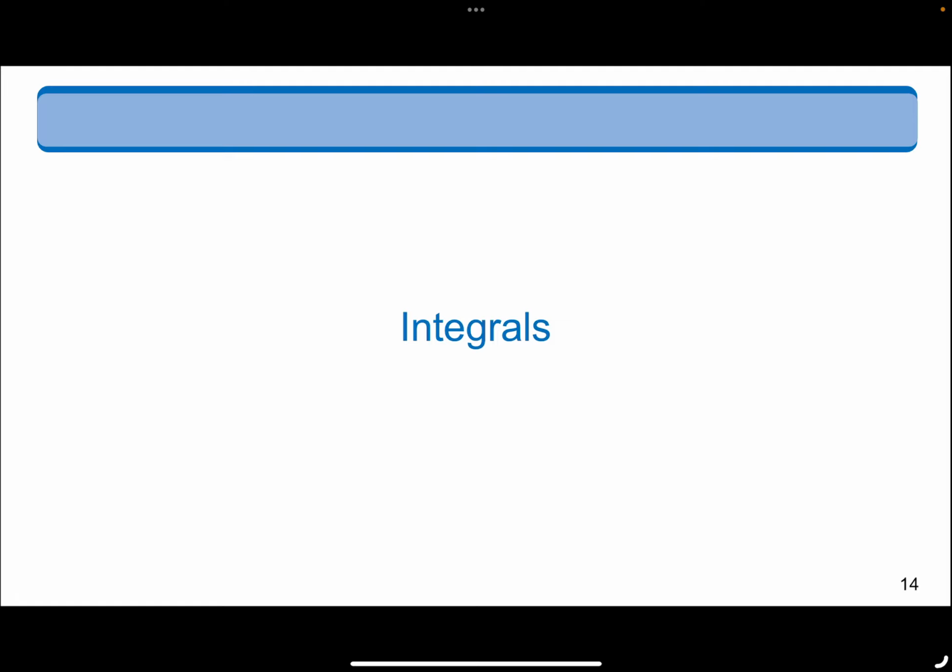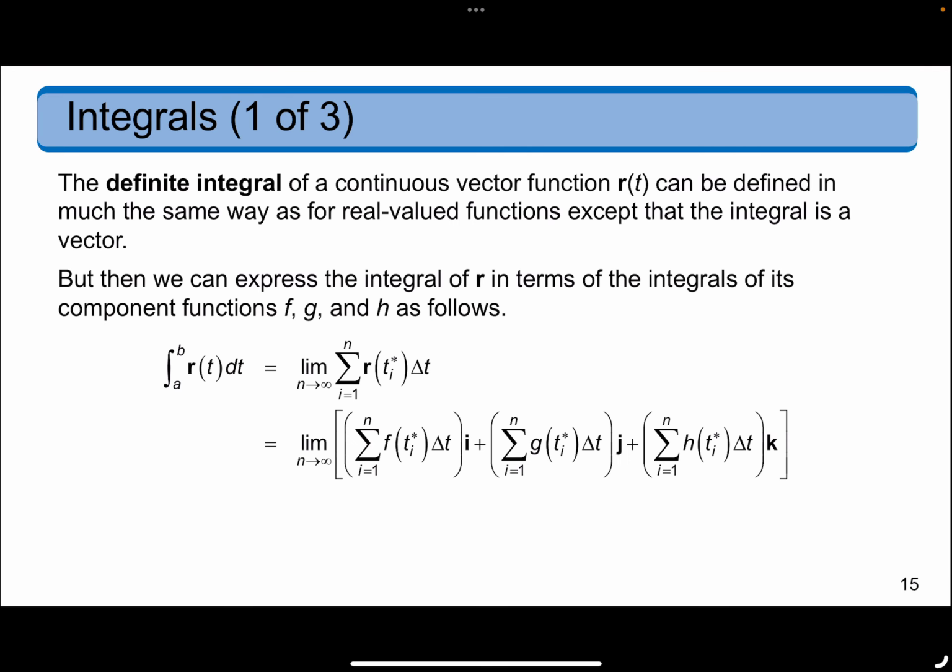Now let's proceed to integrals. The definite integral of a continuous vector-valued function r of t can be defined in much the same way as for real-valued functions, except that the integral is a vector. But then, we can express the integral of r in terms of the integrals of its component functions f, g, and h as follows. The integral of r of t dt from a to b is the limit of the sum of r of t_i times delta t, from i equals 1 to n, as n approaches infinity.